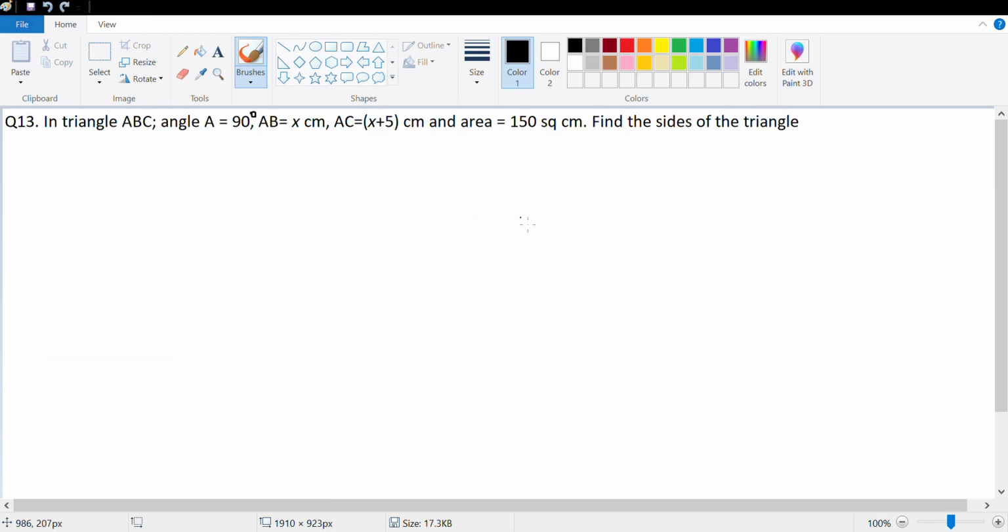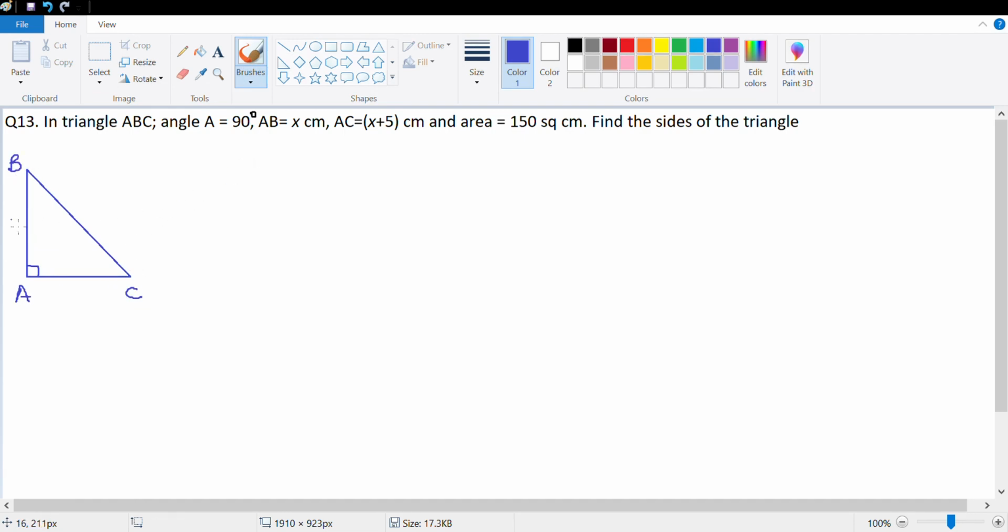The next question that we're doing is question number 13. So it says in triangle ABC, angle A is equal to 90 degree, AB is equal to x, AC is equal to x plus 5, area is equal to 150 square centimeter. Find the sides of the triangle. Since it's a right angle triangle, let's look at a rough diagram first. So angle A is 90, let this be B and let this be C.